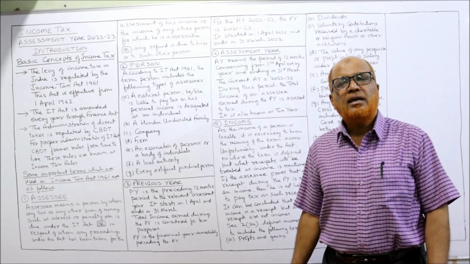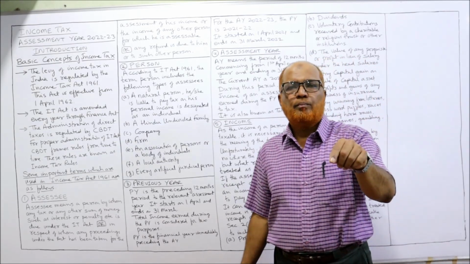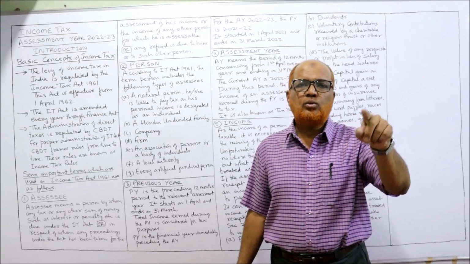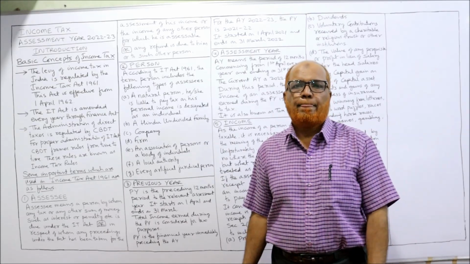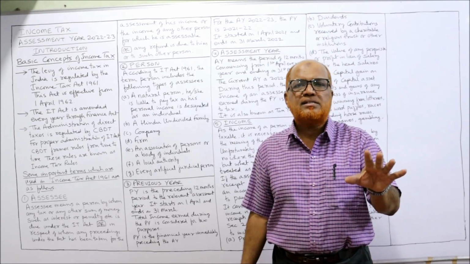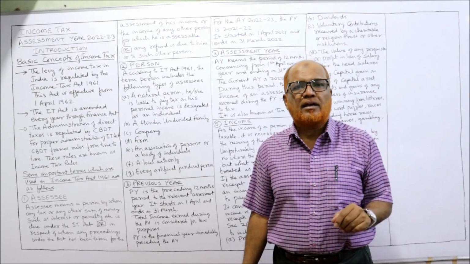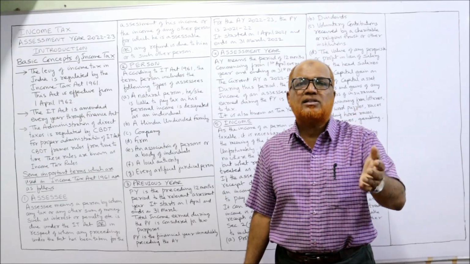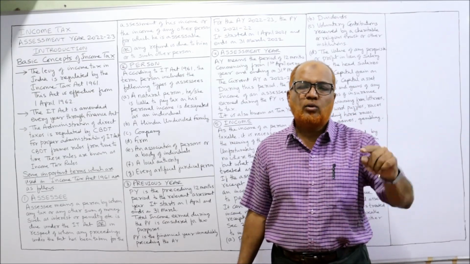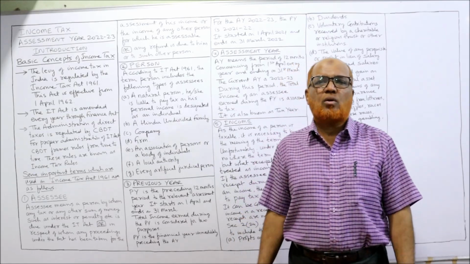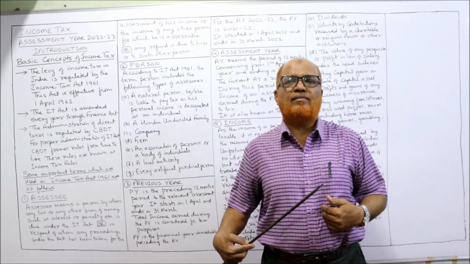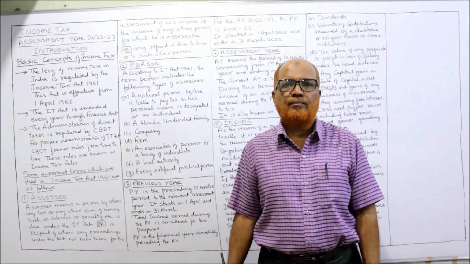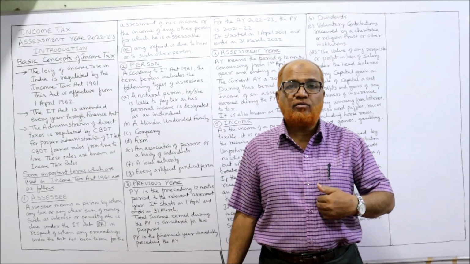Assessee means any person from whom any tax or any other sum of money is due to the income tax department. That means any individual or person who has to pay income tax, or who has to pay any other sum of money like interest, penalty, etc. due to the government, due to the income tax department, is called an assessee. Example, myself, I'm an individual. Suppose I have to pay 50,000 rupees as income tax. So I will be an assessee because I have to pay tax.